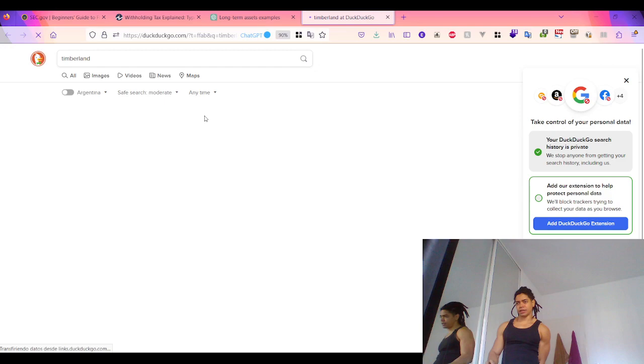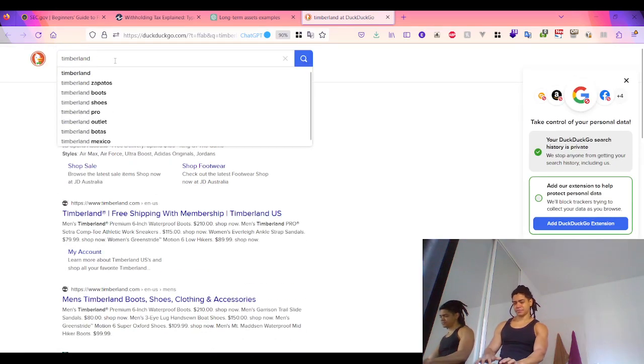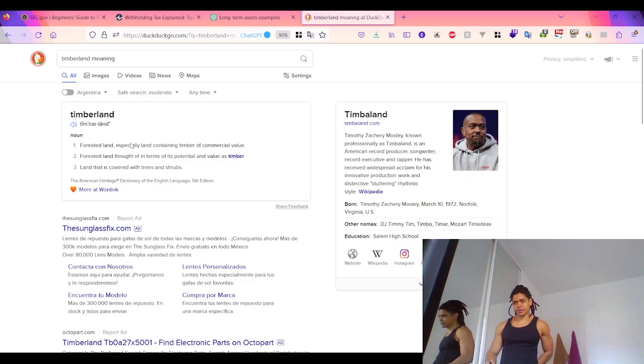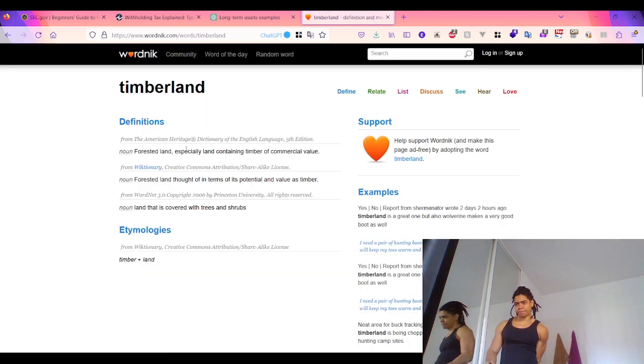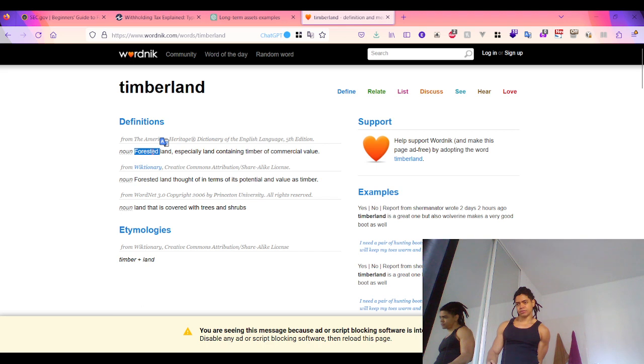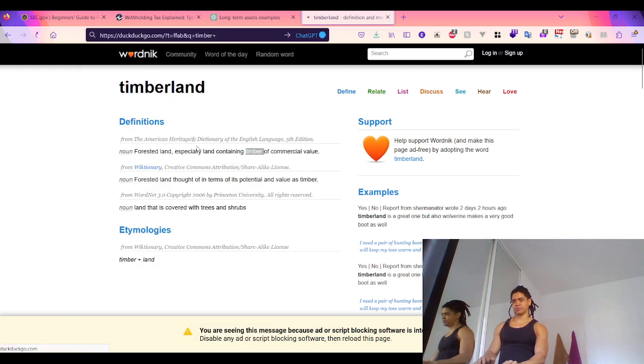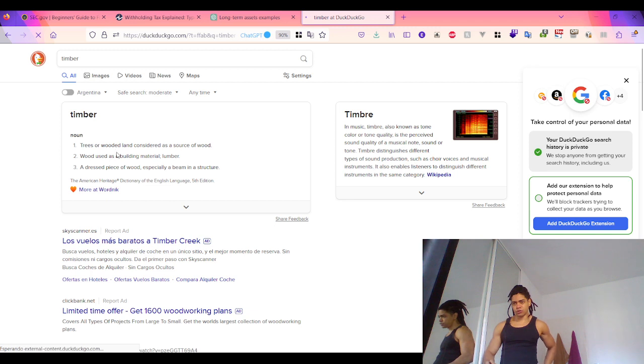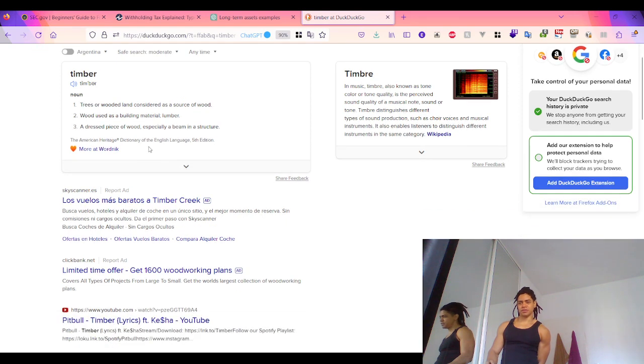What the hell? Timberland. What does that mean? Forested land. Especially land containing timber of commercial value. Forested land. Timberland. Timber. Well, what does it mean, timber? Trees or woodland considered as a source of wood. Wood used as a building material. Lumber. Timber. This is British.